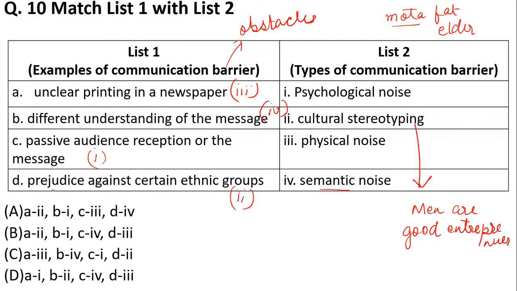Prejudice means having a particular thought about something without a reason or logic. So prejudice against certain ethnic groups is cultural stereotyping. It is also a kind of communication barrier. So the right answer will be 3, 4, 1, and 2. C is the right answer.